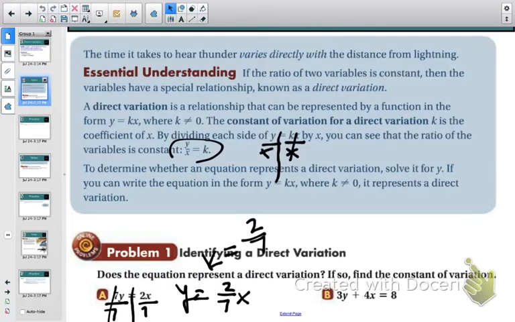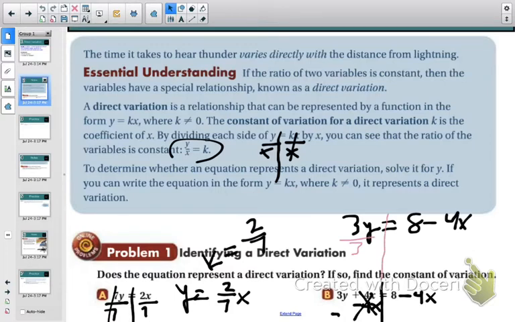Now this one, if we get y by itself, we have to subtract the 4x first, because they're on the same side. Minus 4x. So then I get 3y equals 8 minus 4x, and to get y by itself I have to divide all that by 3, so I get y equals 8 minus 4x over 3. Okay, that does not look like y equals kx, so that is not a direct variation. So that one is a no.